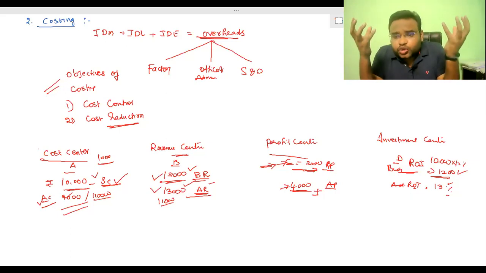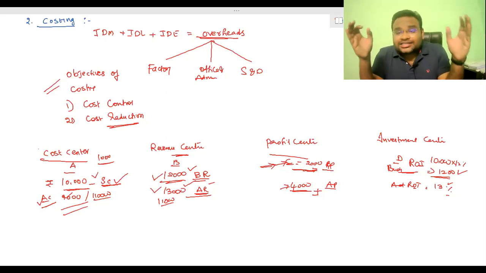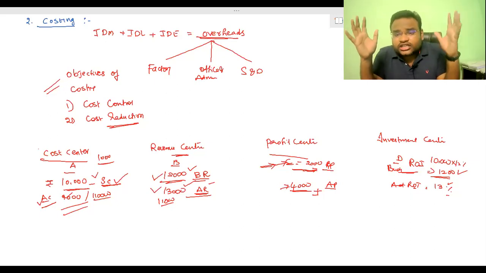So what are we going to do with these three types? It can be location, person, or item of equipment. What are we going to do? We will be ascertaining the cost. We'll understand what cost is incurred there. And we use it for the purpose of cost control.